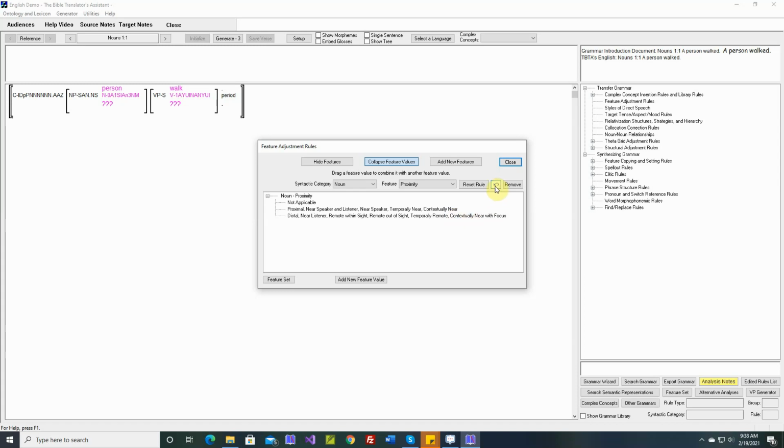And we can use this. I don't want to reset the entire rule. We could, but since these were the last two items that I collapsed, if we use the undo button, then we see contextually near is no longer collapsed. And contextually near with focus was the next one that I did, so we'll undo that one. And now we can drag contextually near with focus to proximal and contextually near to distal. And so now those are proper.